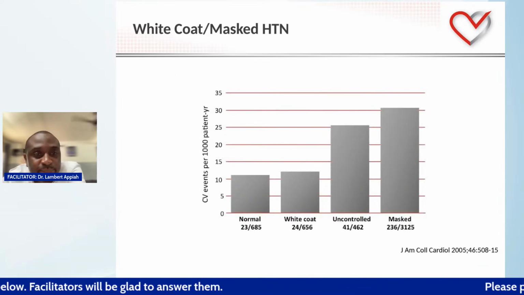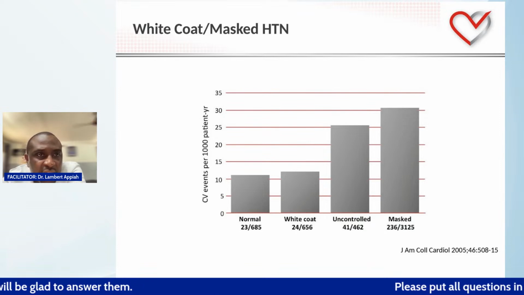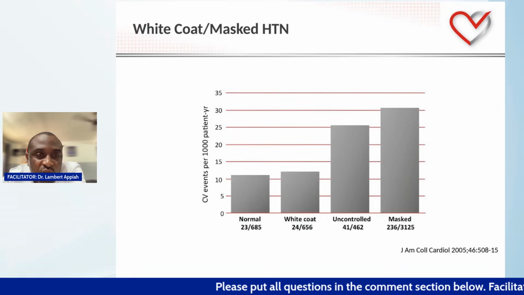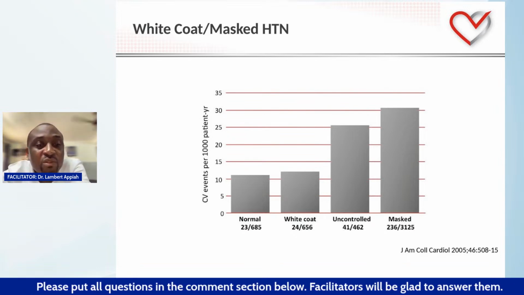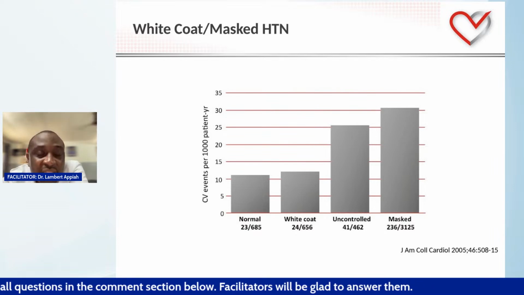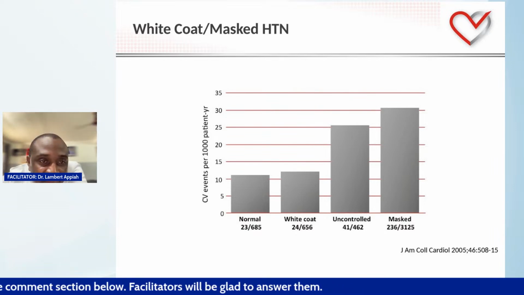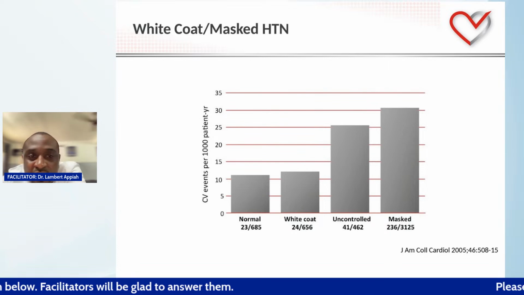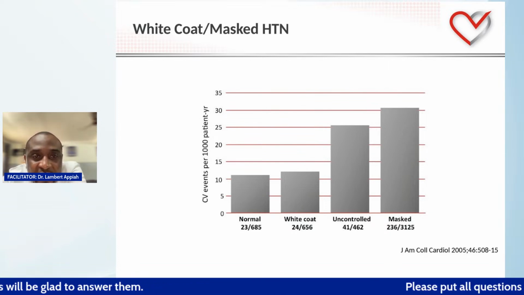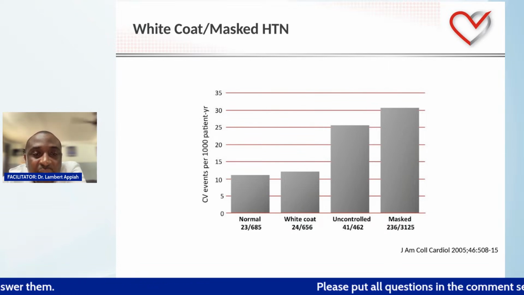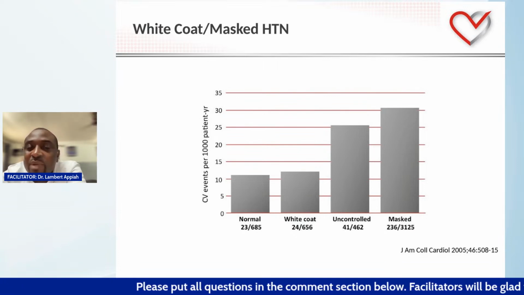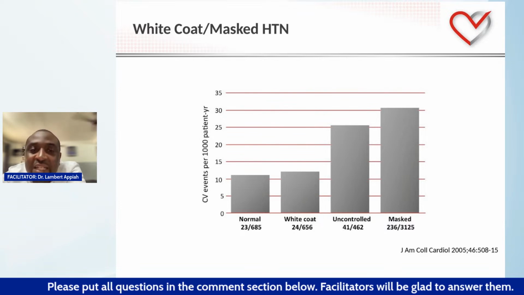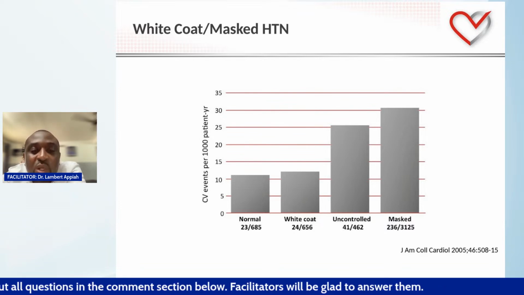In this Japanese trial that was done, you can tell that patients who had normal blood pressure when compared to those who had white coat hypertension, the risk of cardiovascular events in these patients was, if you like, similar. But clearly, if you compare those whose blood pressures were uncontrolled, those who were labeled as masked hypertension indeed had events similar or even more than those uncontrolled.